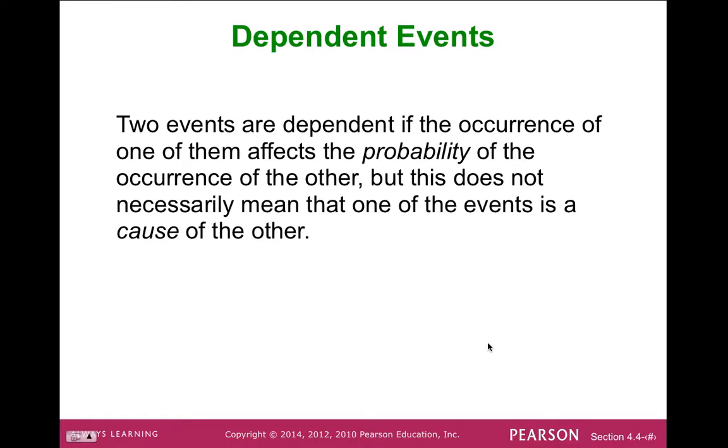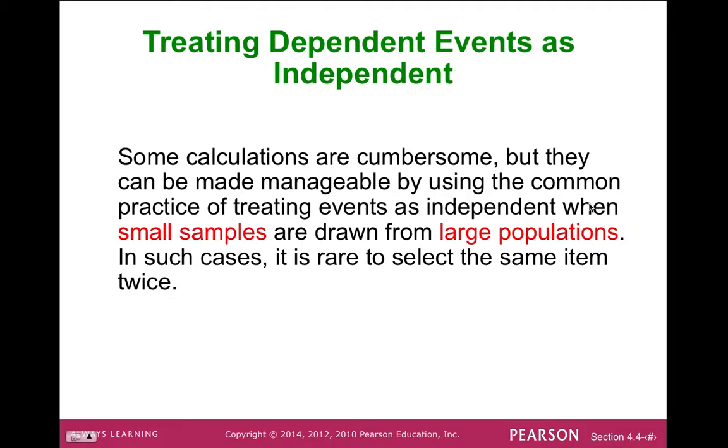Two events are considered dependent if the occurrence of one of them affects the probability of the other. However, it's important to point out that this does not necessarily mean that one of the events is the cause of the other, although it can be. It just means that the previous occurrence of one event impacts the occurrence of the next event. In this course, a lot of these calculations, especially for dependent events, meaning events that have impact on one another, can be very cumbersome.